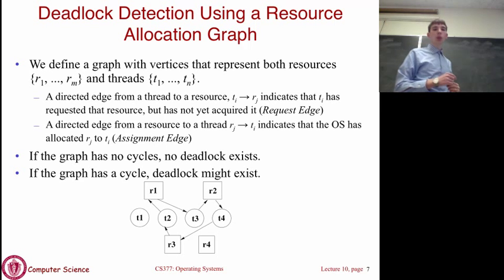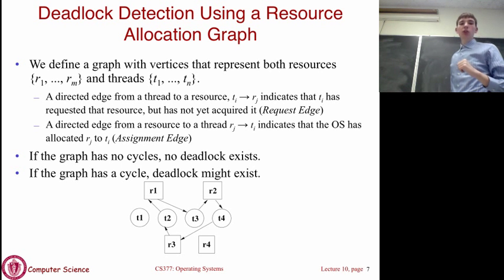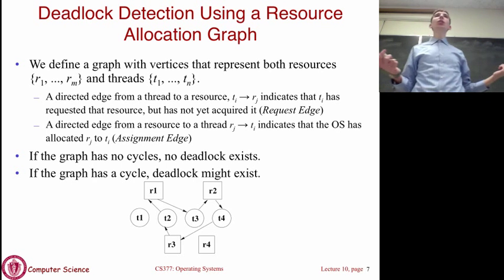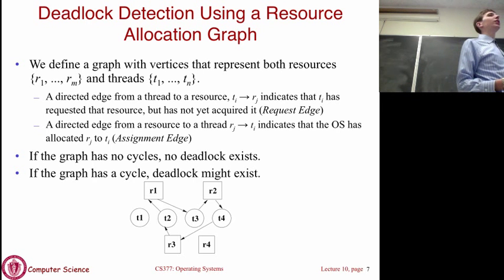Okay. So note that we did say here, if a graph has a cycle, a deadlock might exist. So anyone have any idea why you might not actually have a deadlock?